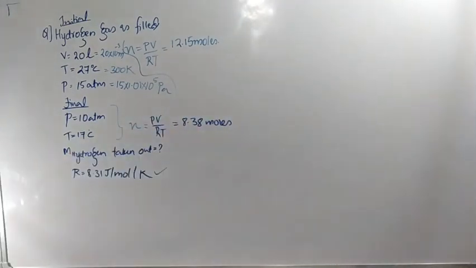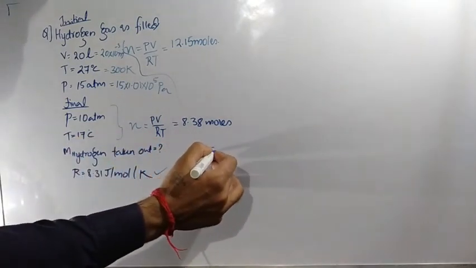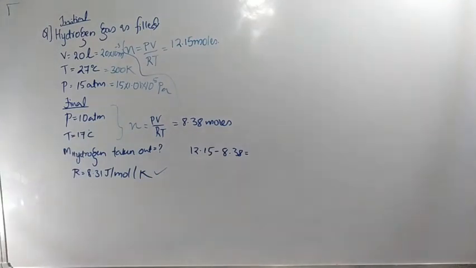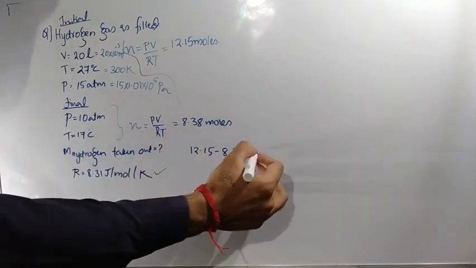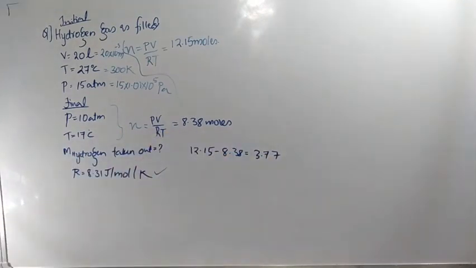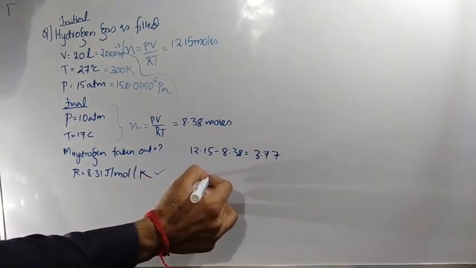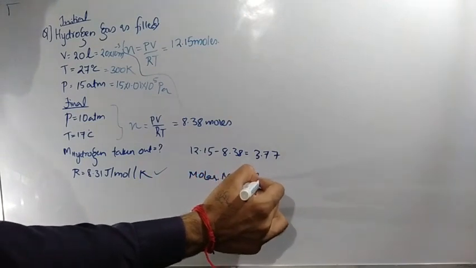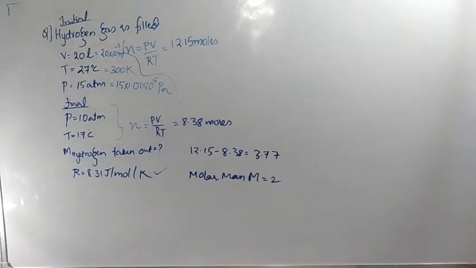Now, a difference of this will give you the number of moles which we had taken outside. So 12.15 minus 8.38 is nothing but the number of moles of hydrogen gas which is taken outside. So this value will turn out to be 3.77. Now, for molar mass, hydrogen value will be how much? This is treated as capital M. This value will be equal to 2. Therefore, the mass of the hydrogen taken out of the container, how can we calculate? Number of moles into molar mass.